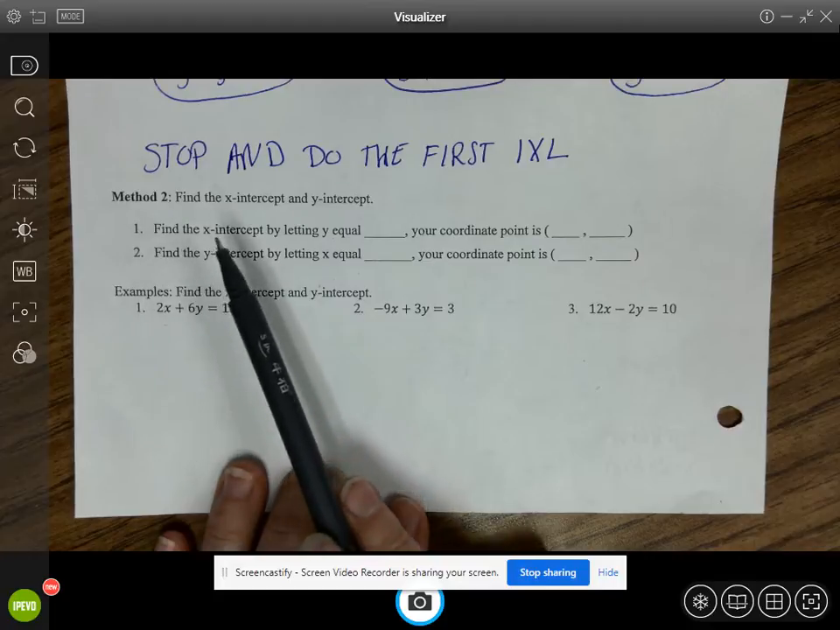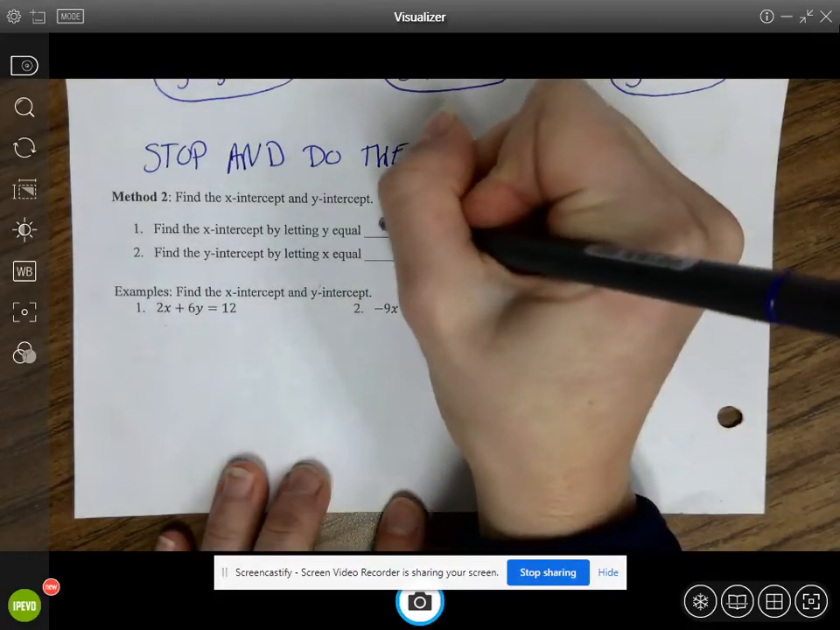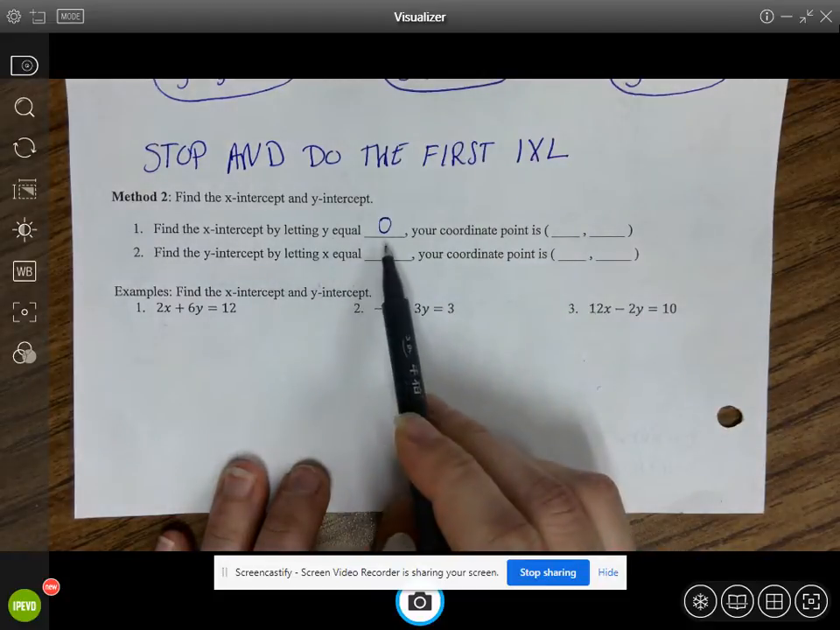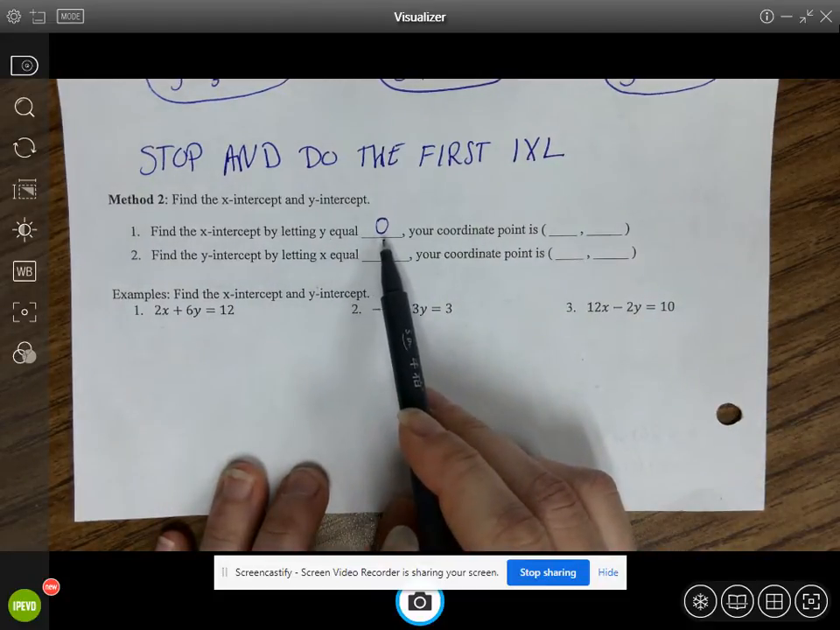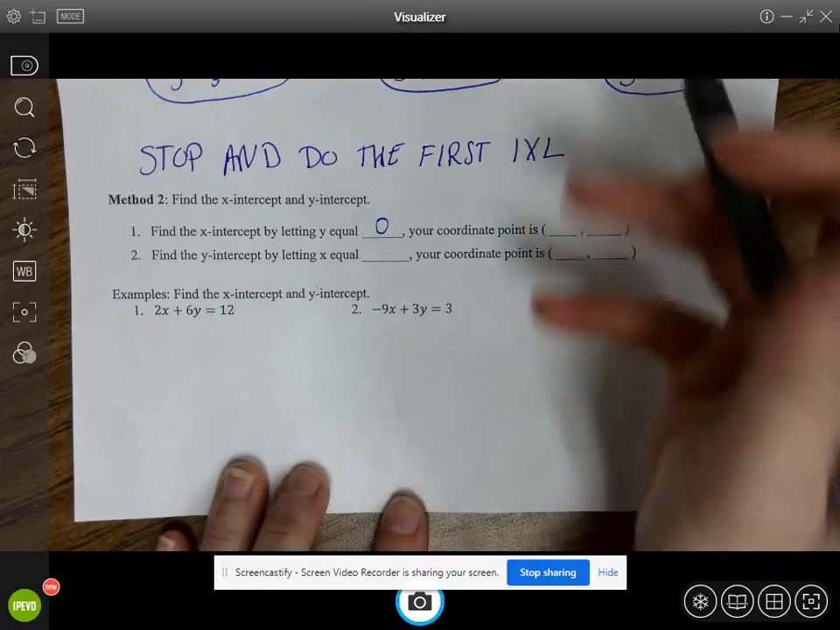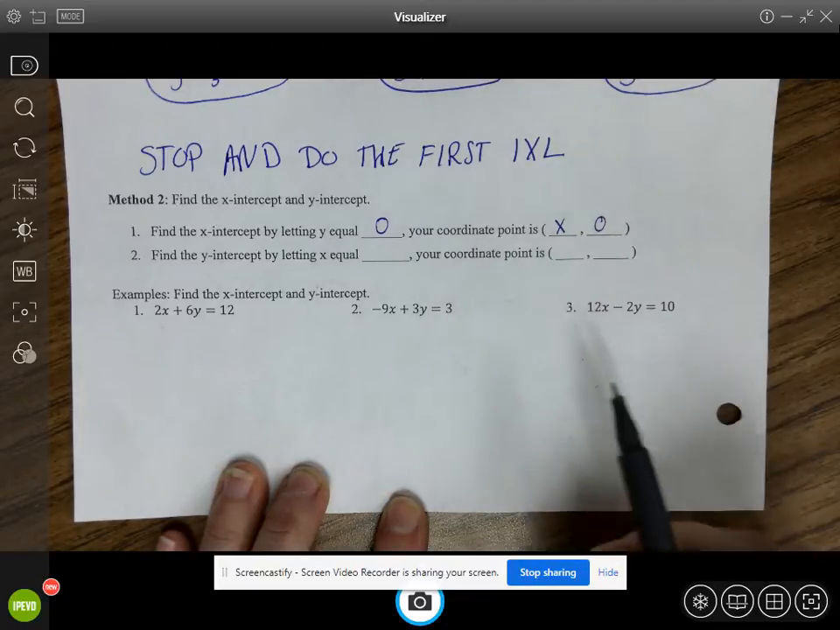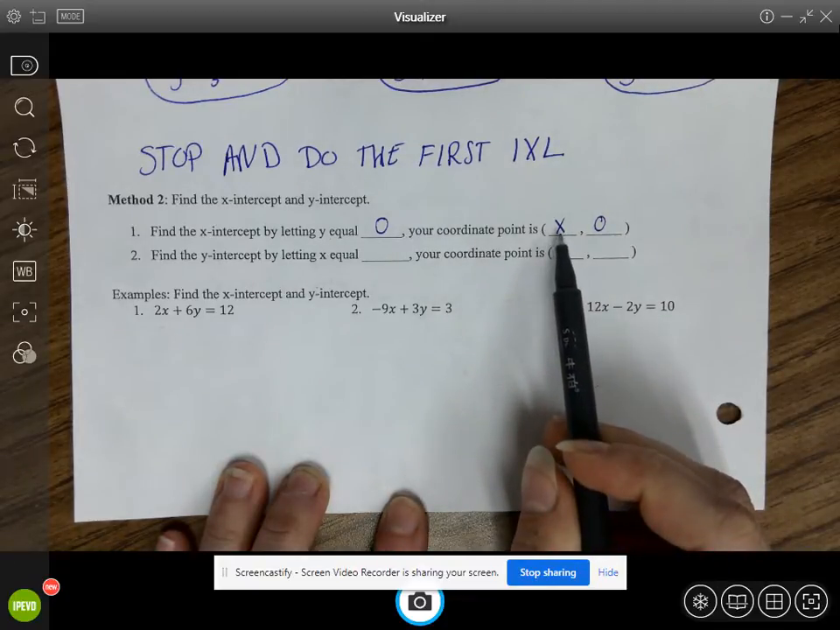So in order to find the x-intercept, you're going to let the y equal 0. So in your equation, you're going to let y be 0. And then you're going to solve for x. And your coordinate point is going to be x, comma, 0. Now you're going to have to solve for x. We don't know what x is yet.